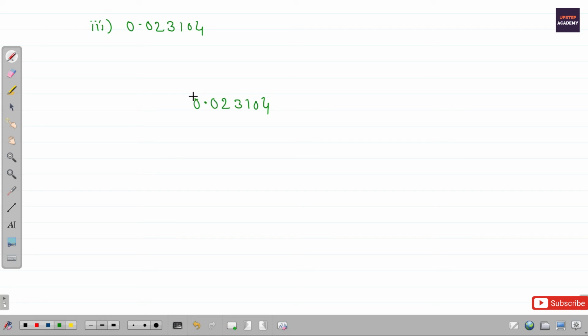But here you can see there are no numbers other than 0 present on the left hand side of the decimal point, and on the right hand side we will start grouping the numbers together. 0 2 will be the first group, as we have to go from left to right on the right hand side of the decimal point. So 0 2 will be the first group, 3 1 will be the second group, and 0 4 will be the third group. Here we will put two lines for doing division.